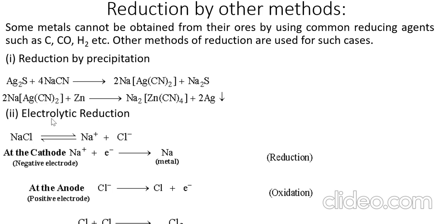And you can also have reduction by electrolysis. With sodium chloride, at the cathode, sodium is reduced, while at the anode, chlorine is ejected as gas. So in this case, you can use sodium cyanide, and you can use electrolysis also, to finally purify metal. In this case, the sodium is the metal, isn't it? While sodium is reduced, chlorine is ejected.